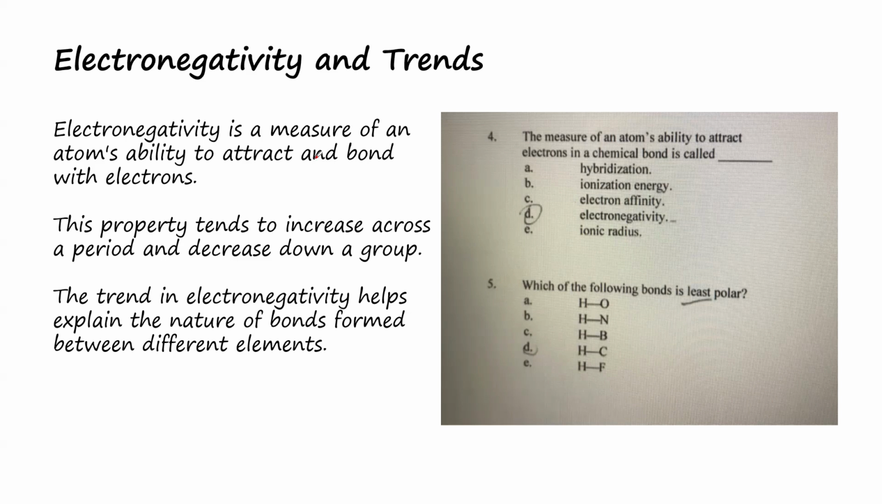So generally, electronegativity is the ability of the element to attract electrons toward itself. Most of the non-metals are electronegative elements and have the ability to gain an electron from a metal atom. So the ability of the element to attract and bond with electrons is what we call electronegativity. This property tends to increase across the period and decrease down the group. The trend in electronegativity helps explain the nature of bonds formed between different elements.